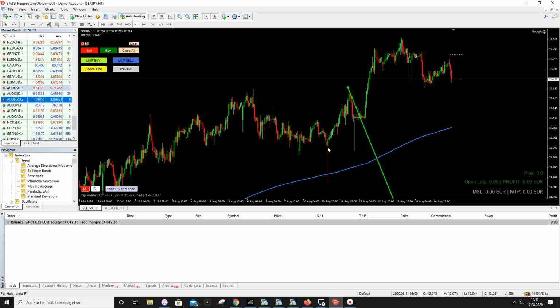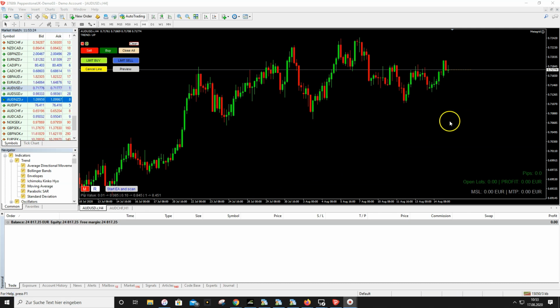If you were in front of your computer and you see this big rejection, you could jump here immediately into a buy trade, for example, or you wait for the retracement here. You make the trend line. If the trend line is clearly broken, then you jump here into this buy trade, for example. Again, a very nice trade.